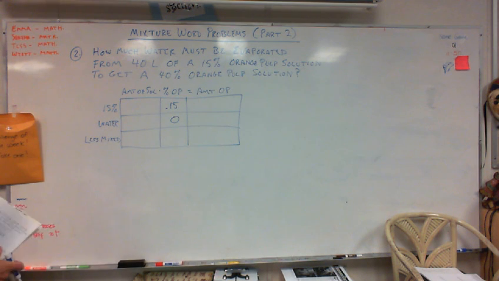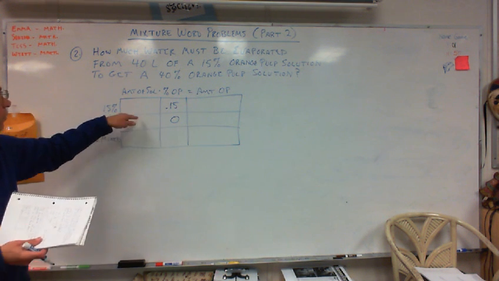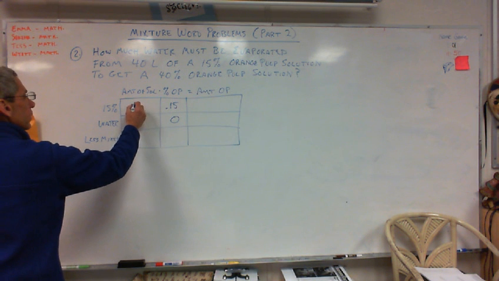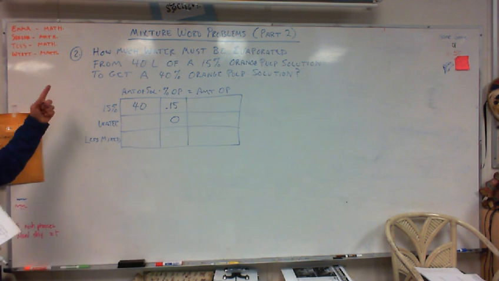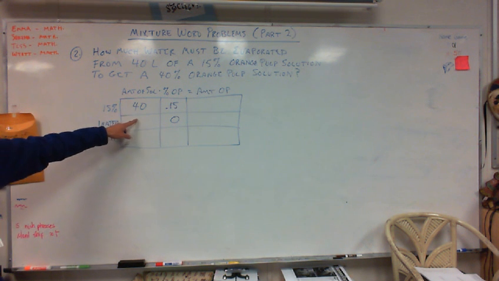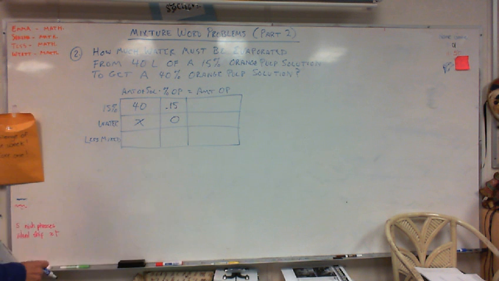Now, did they give me an amount? Oh, look. Of the 15%, it says 40 liters. So, obviously, that goes in the amount of that 15% solution. That's 40. Okay? Now, how much water? Do we know? So, what do I put here? X. If you don't know it, that's what they're asking us to solve for. How much water?